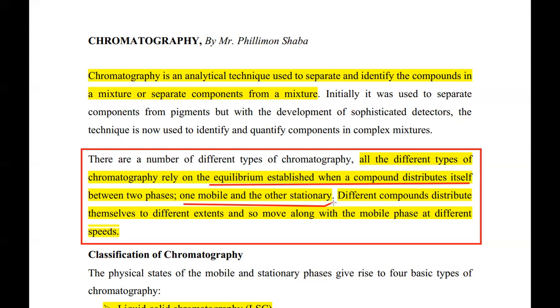So the phase or the solvent that is taking the mixture, splitting it into the different components that are in there, that's what we call the mobile phase. And then that thing which is moving is supposed to have some part where it is positioned. That's what we call a stationary phase.